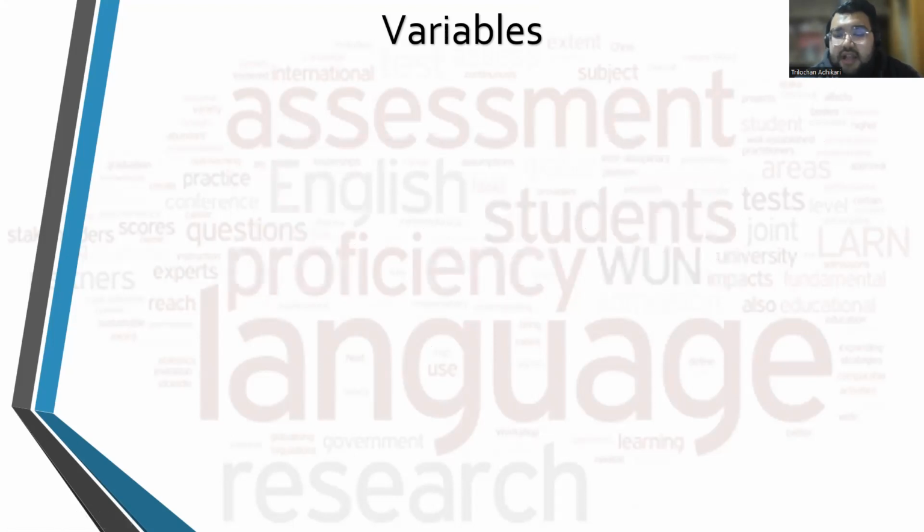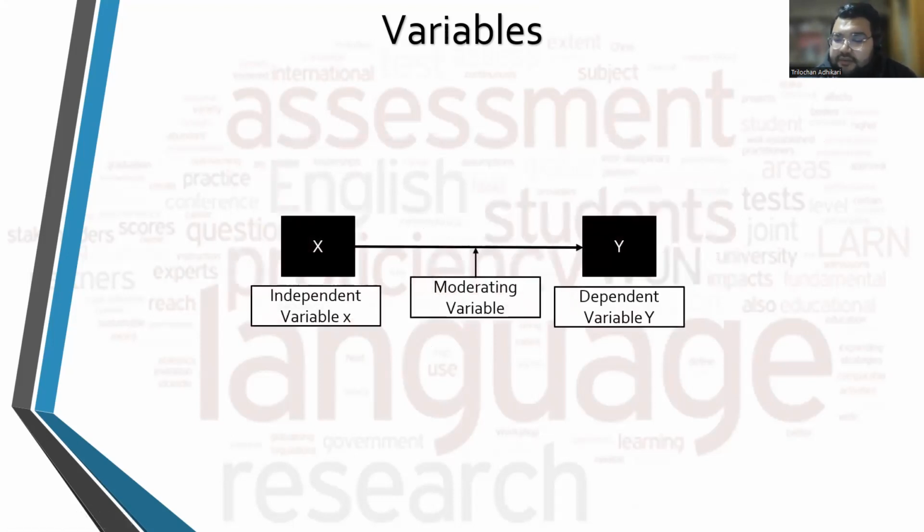So further, the fourth and last type is the moderating variable. So there is an independent variable and a dependent variable, and somewhere in the middle, similarly, a moderating variable appears. Moderating variable and mediating variable appear in the middle, but moderating variables do not directly or indirectly affect these variables.